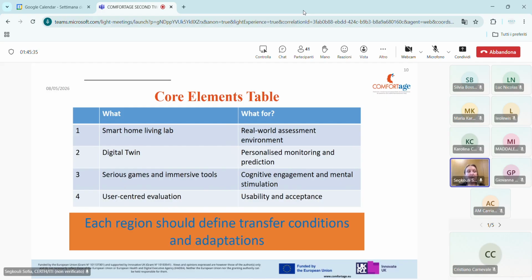The digital twin, a personalized monitoring and predictive modeling tool that creates a virtual representation of each individual's health status. Serious games and emerging immersive tools for the cognitive engagement and mental stimulation of participants. And also a horizontal guideline, the user-centered evaluation that ensures that every tool we deploy and implement meets high standards of usability and final acceptance by the end user.